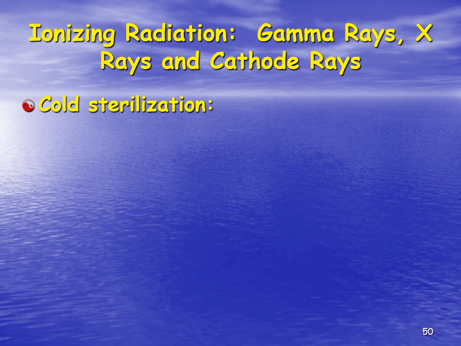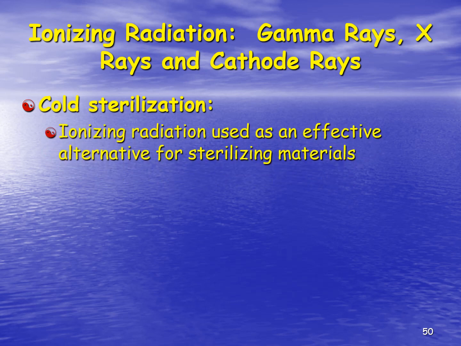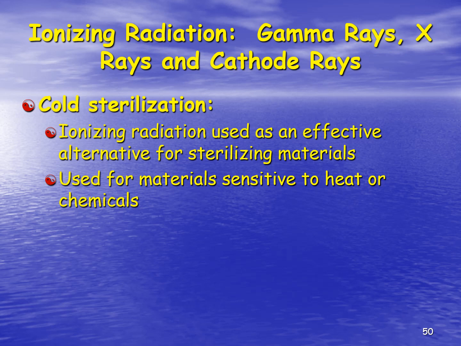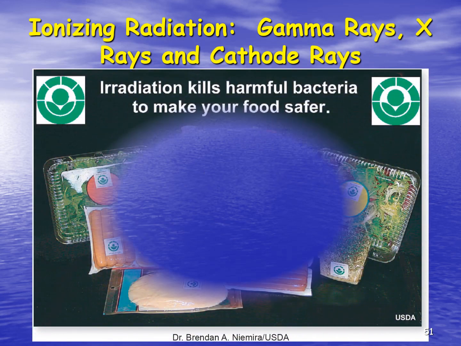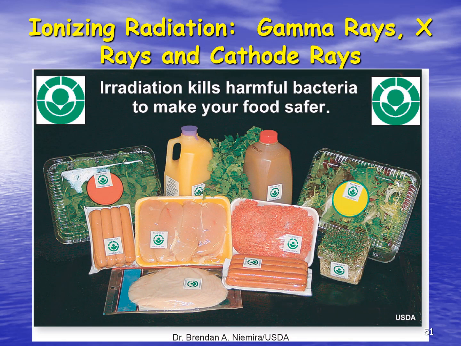Now, we often refer to ionizing radiation as cold sterilization, but this doesn't really have anything to do with temperature. It's simply the fact that we're not using heat. Ionizing radiation is used as an effective alternative to heat for sterilizing materials that are heat sensitive. So this can be used for things like plastics or other things that are very sensitive to heat or to other chemicals.